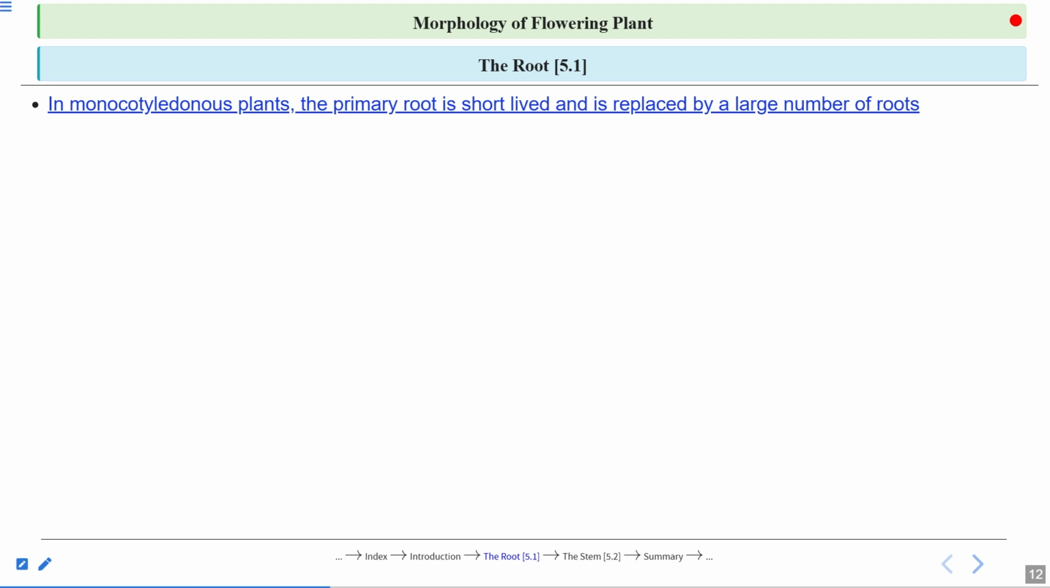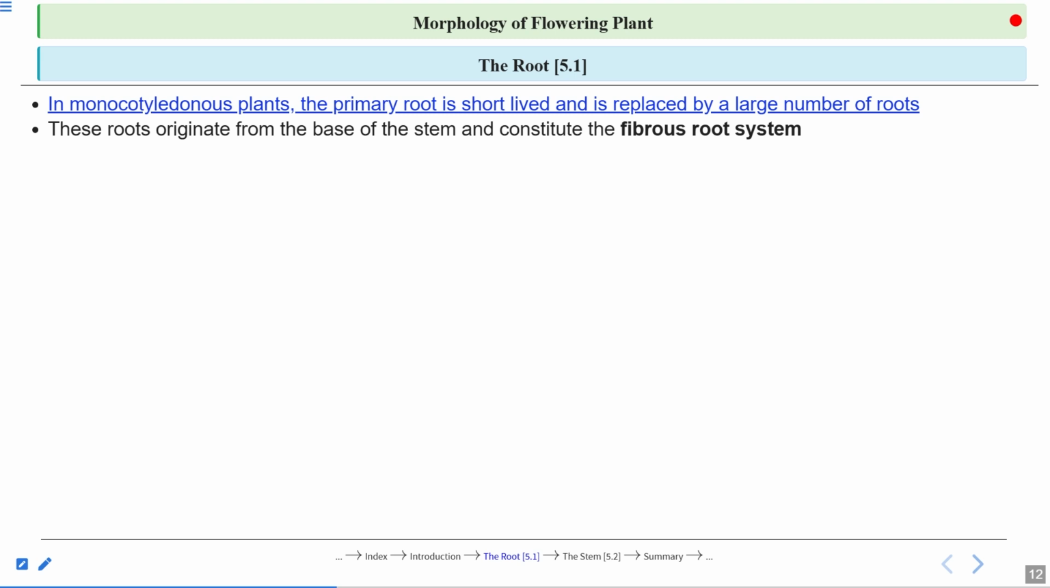In monocotyledonous plants, the primary root is short lived. See, the primary root is there, but it is very short lived, and it is replaced by a large number of roots. So from the base of the plant, once this primary root degenerates, many roots emerge out. Okay, a large number of roots emerge out.